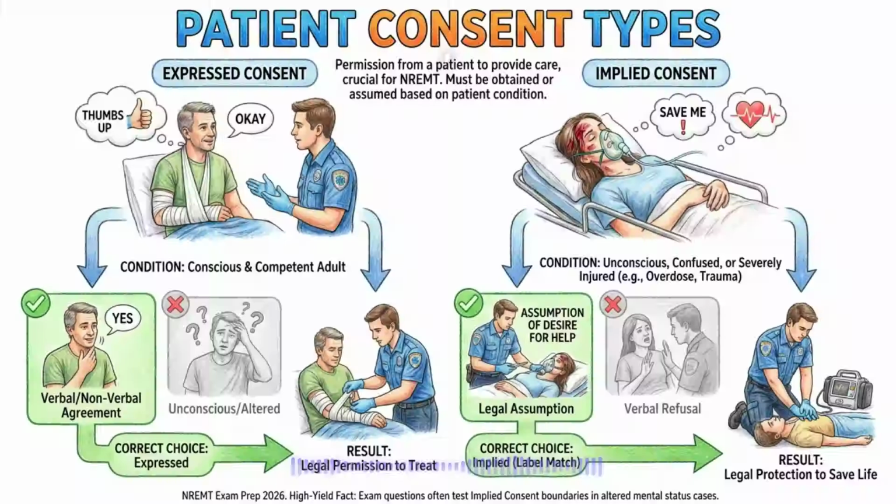Understanding medical and legal concepts is vital, starting with the principle of consent, which is the permission a patient gives you to provide care. Expressed consent occurs when a conscious, mentally competent adult verbally or non-verbally agrees to your treatment. Implied consent, on the other hand, applies when a patient is unconscious, confused, or severely injured, allowing you to legally assume they would want life-saving help if they could ask for it.